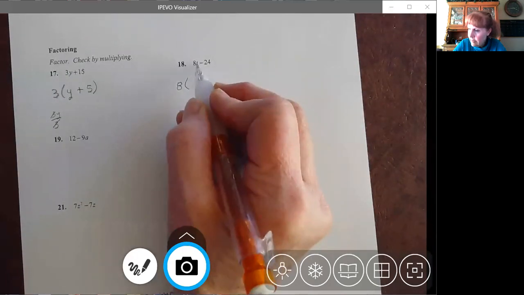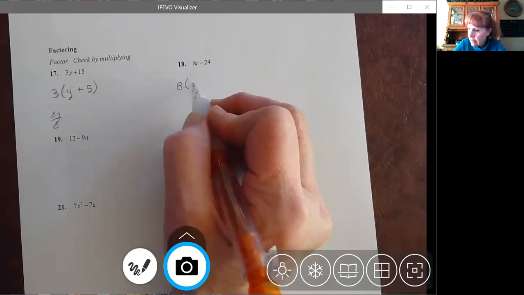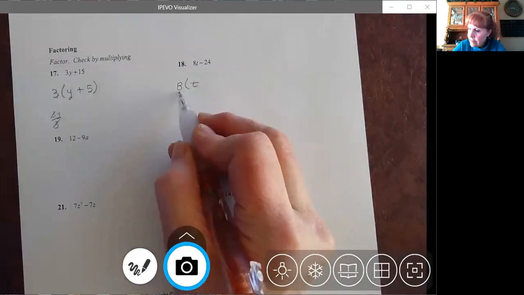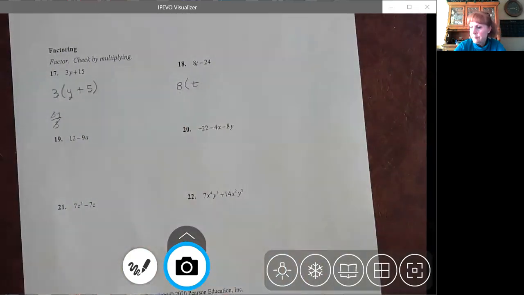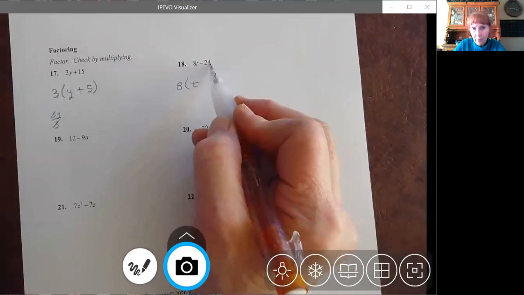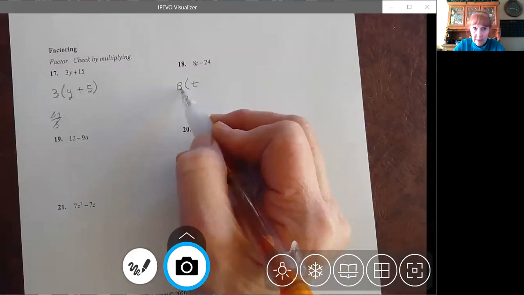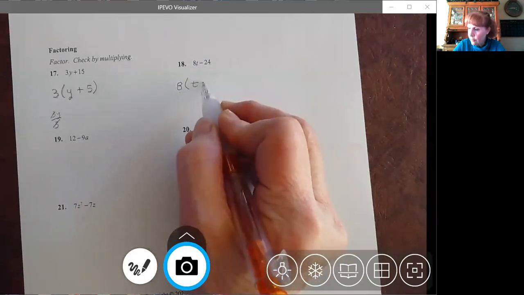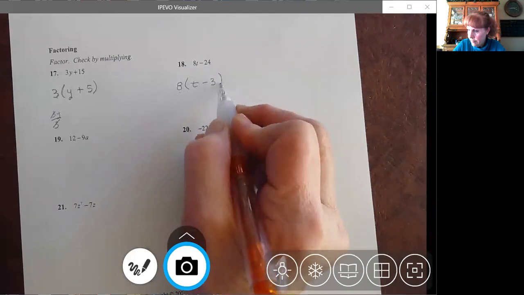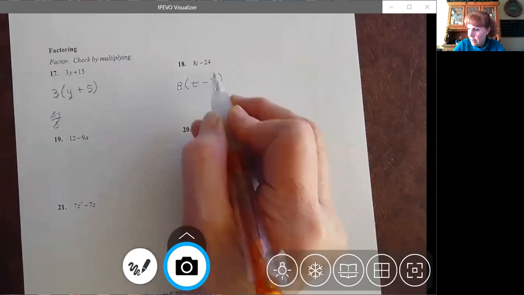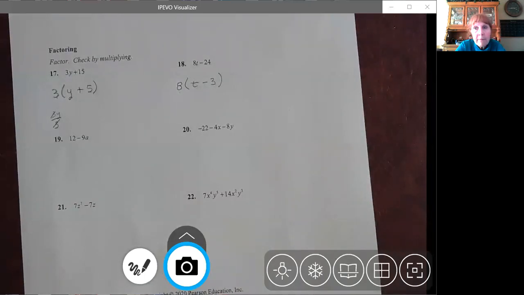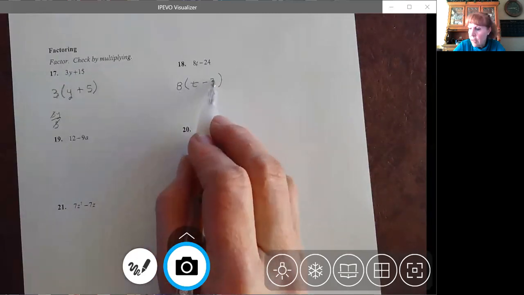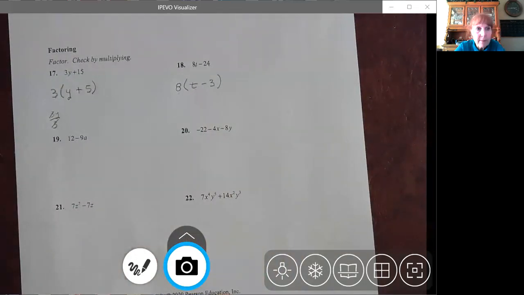8t. Well, this 8t divided by 8 leaves you with a t because the 8's cancel. So 8 times t is 8t. Negative 24 divided by 8 is a minus 3. And sure enough, when I multiply, I get a negative 24. Okay, so division will tell you what to put, but you check by multiplying it. Otherwise, go back and redo something.